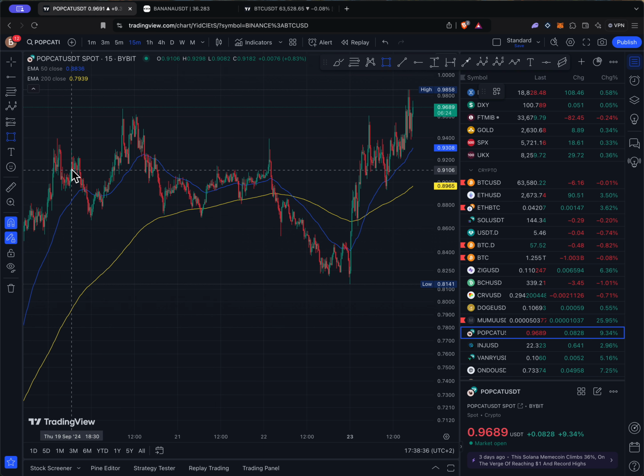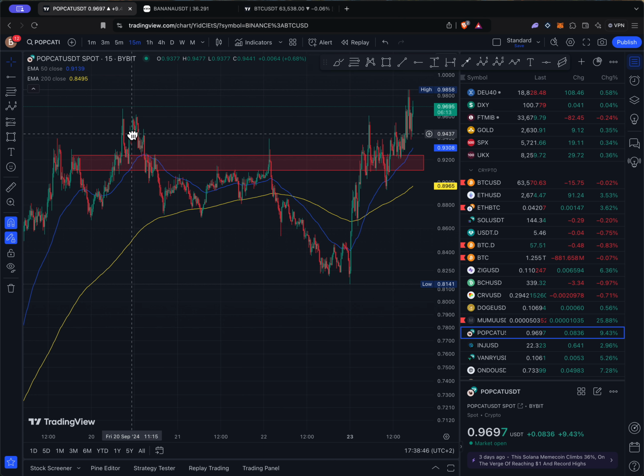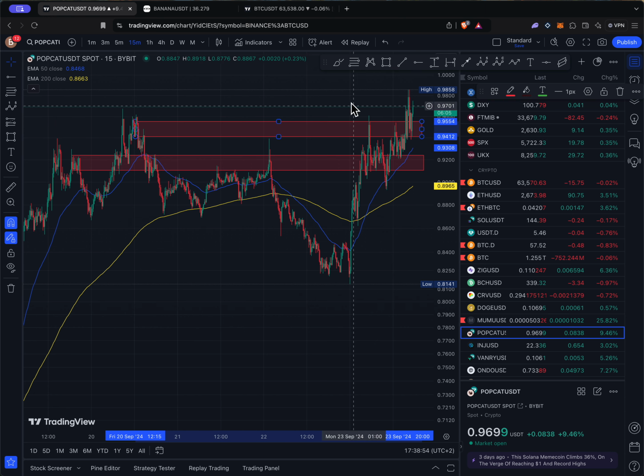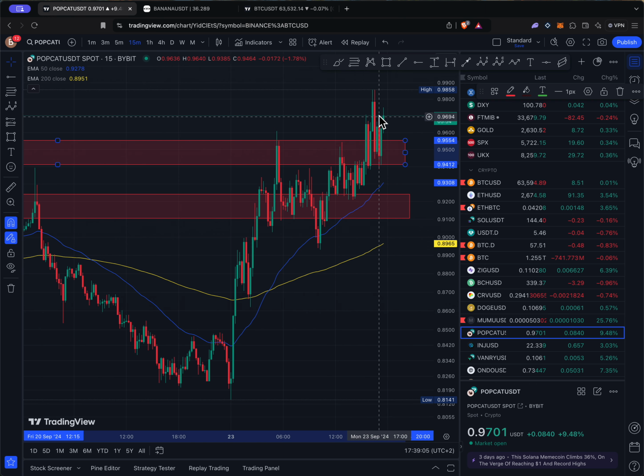on the 15 minutes, this is a liquidity zone, an order block. Here, just created another order block, this area. It already retested this order block, so right now risk reward is not the best, but if this gives one more push down towards 95-ish, this could be a very nice long.